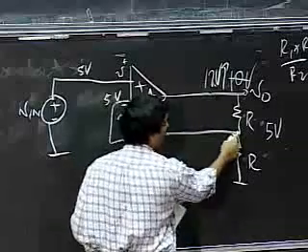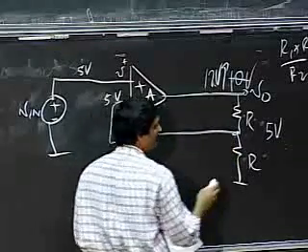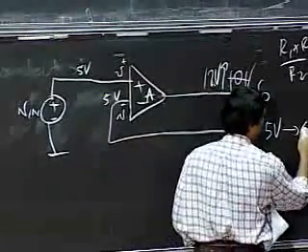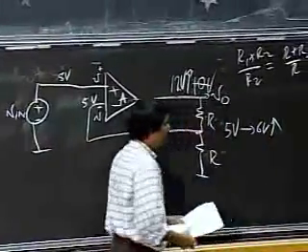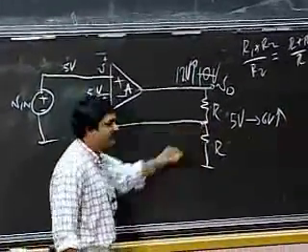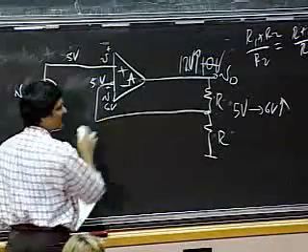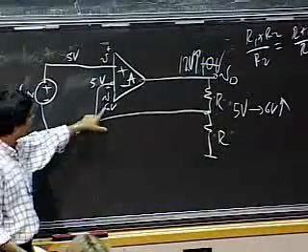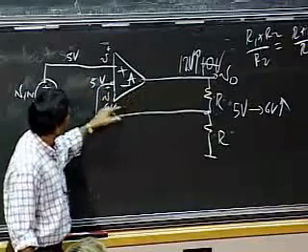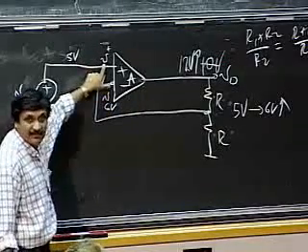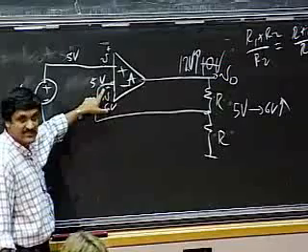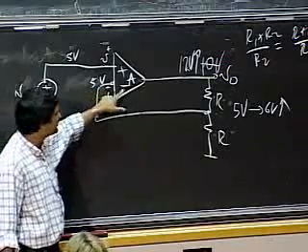If that goes to 12, what should this node go to? 6, exactly. So this goes to 6 volts. If that goes to 6, what does V minus go to? 6 volts again. So V minus goes to 6 volts. Now at the input I have 5 volts at V plus and 6 volts at V minus. So where should the output go?